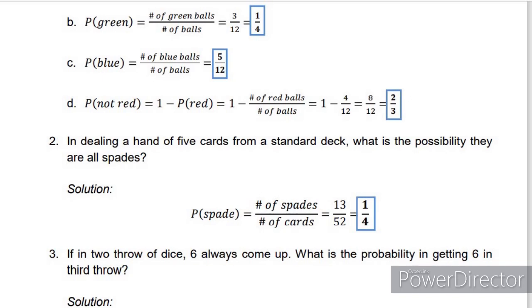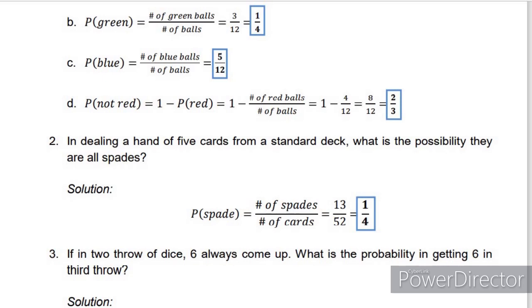Okay? Next, number 2. In dealing a hand of 5 cards from a standard deck, what is the probability that they are all spades? So we will get the probability that we will get all spades.